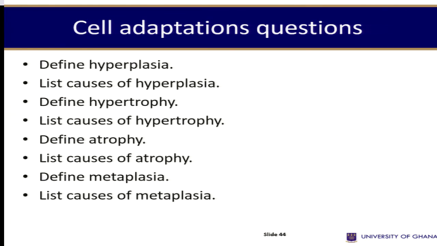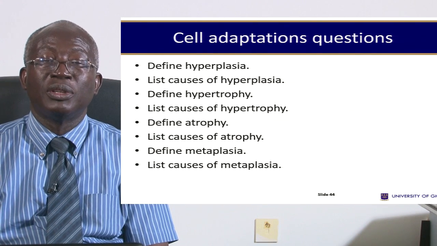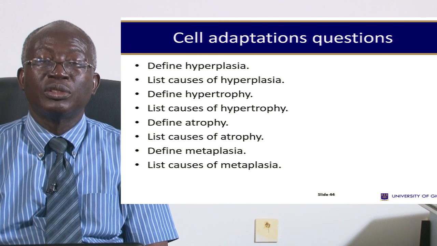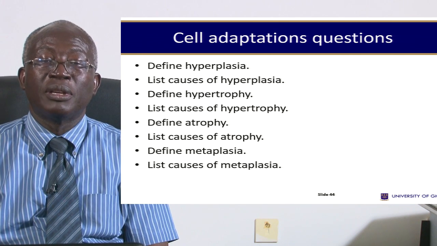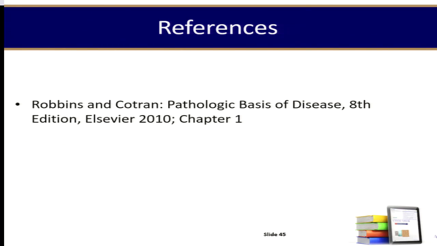So you can now practice defining and listing the following. Hyperplasia, define. List causes of hyperplasia. Define hypertrophy. List causes of hypertrophy. Define atrophy. List causes of atrophy. Define metaplasia. List the causes of metaplasia. And you will find more material as reference in chapter 1 of the Robbins and Cotran Pathologic Basis of Disease.